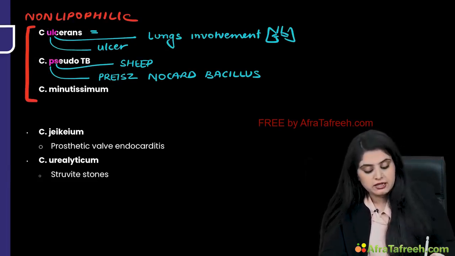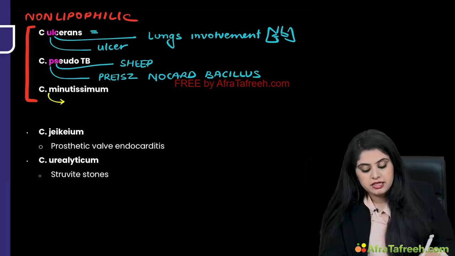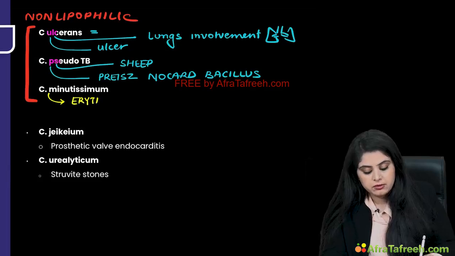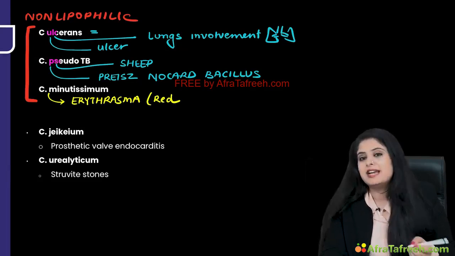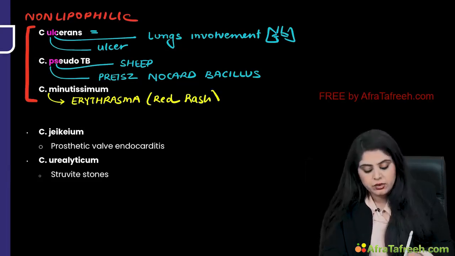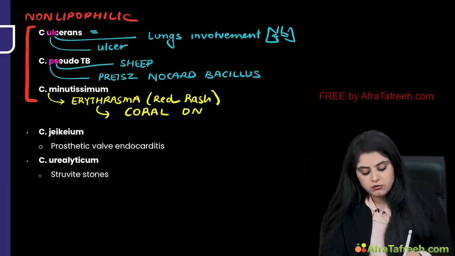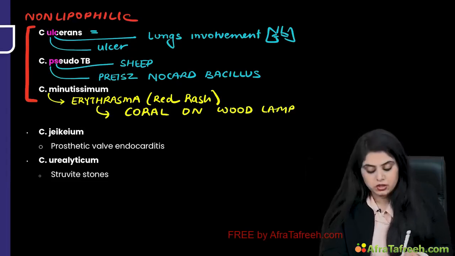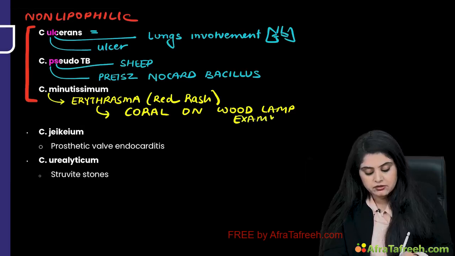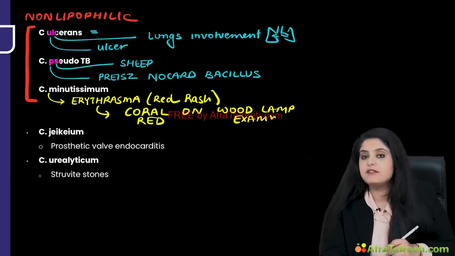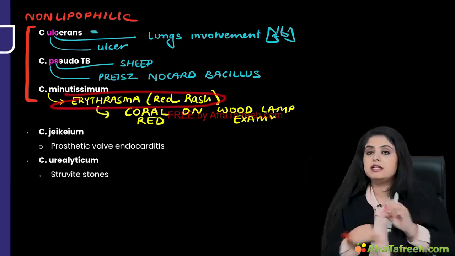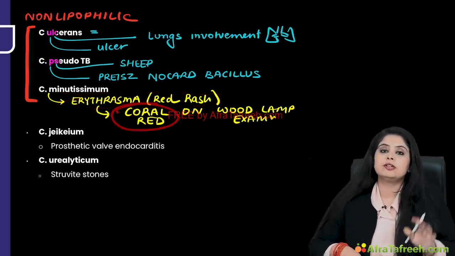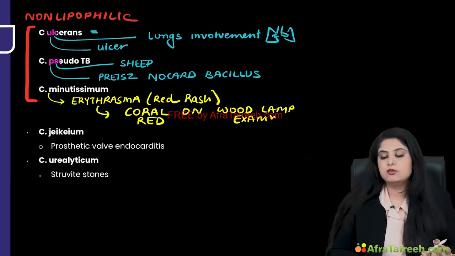And finally, Corynebacterium minutissimum basically causes erythrasma. Have you heard about this in dermatology? Erythrasma, erythro means it's a red color rash, and it is going to give what, guys? It is going to give a coral fluorescence on Wood's lamp examination. You have read about this definitely in your dermatology. So how I have learnt it is, it is red in color on appearance, and on Wood's lamp examination also it gives a coral red color.